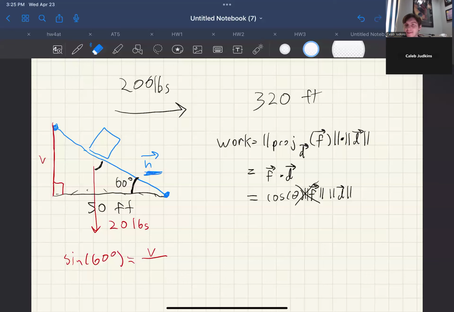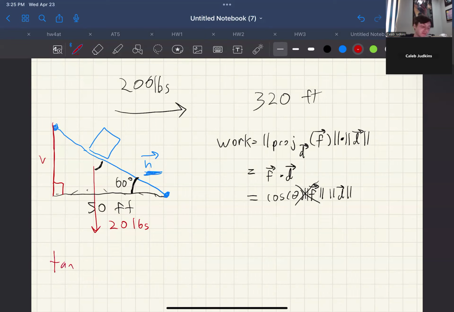So we don't want to use sine, right? Because we don't know the distance of the hypotenuse yet. We could figure it out, but that's kind of what we're heading towards. So I know the adjacent side and I want to know the opposite side. So which SOHCAHTOA do we want to use? Tangent of 60 is opposite over adjacent. So the missing side that I'm calling the vertical component over the adjacent 50.